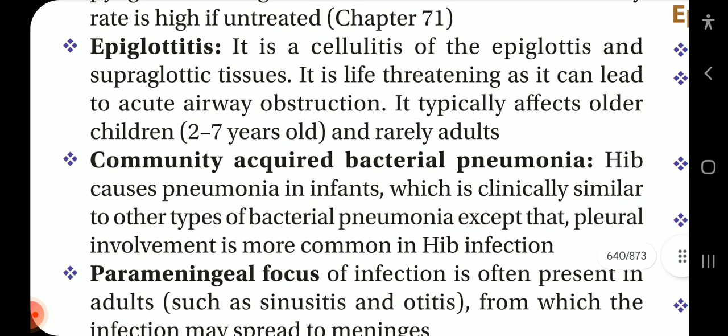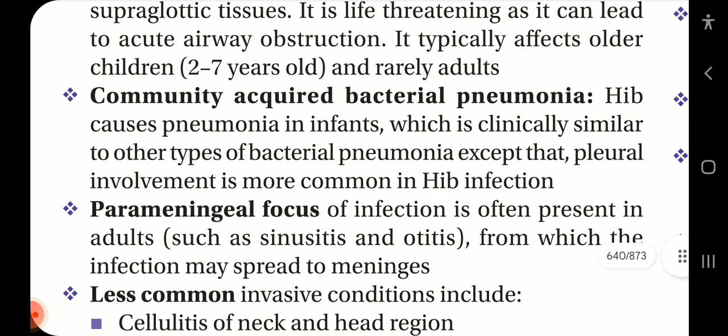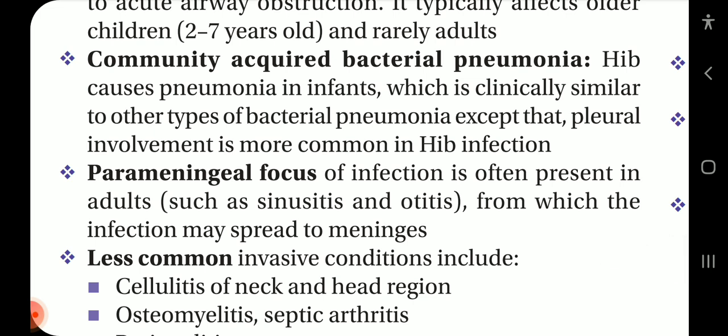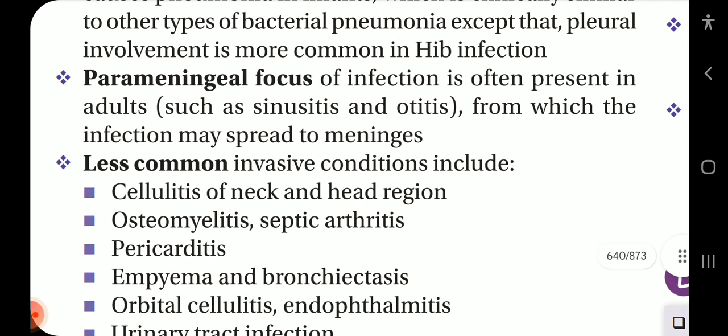Epiglottitis is cellulitis of the epiglottis and supraglottic tissues. It is life threatening and can lead to acute airway obstruction. It typically affects older children 2 to 7 years old and rarely adults. Community acquired bacterial pneumonia: HIB causes pneumonia in infants, which is clinically similar to other types of bacterial pneumonia, except that pleural involvement is more common in HIB infection.